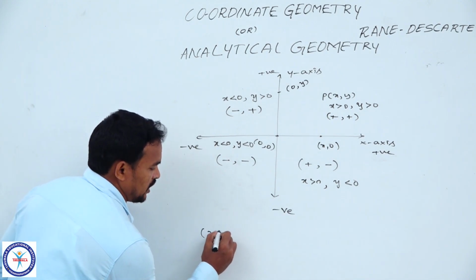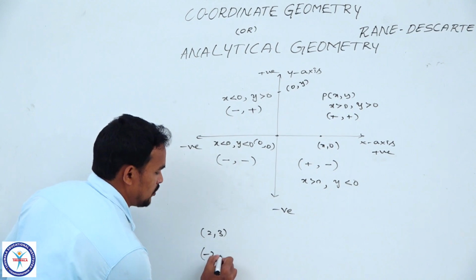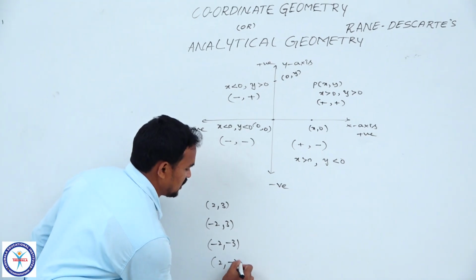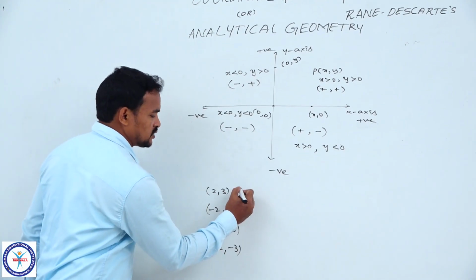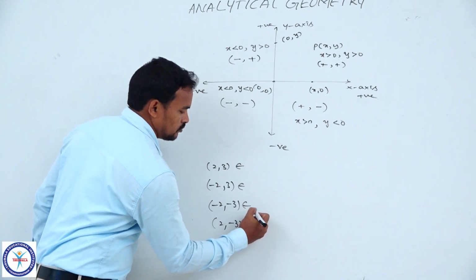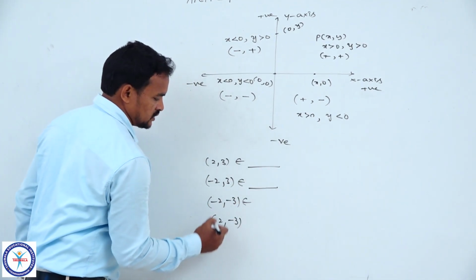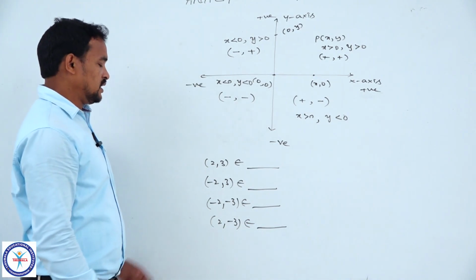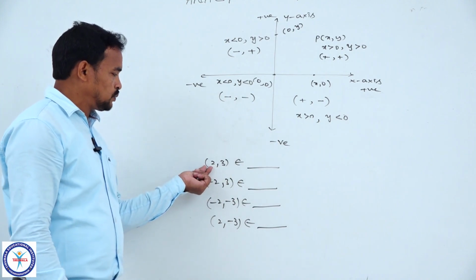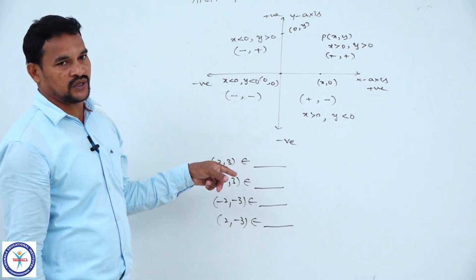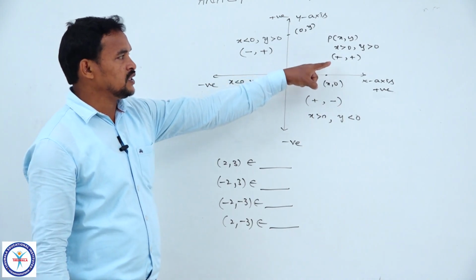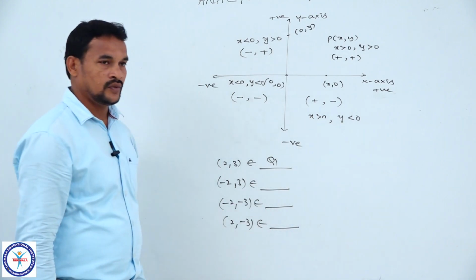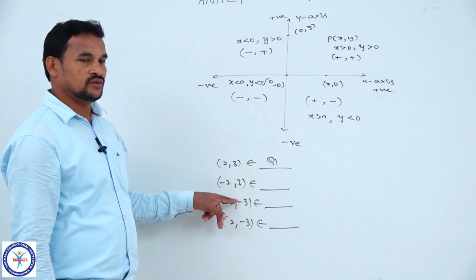The points (2, 3), (-2, 3), (-2, -3) and (2, -3) are in which quadrants? Here (2, 3) belongs to dash, (-2, 3) belongs to dash, (-2, -3) belongs to dash, and (2, -3) belongs to dash. Here (2, 3): 2 is positive, 3 is positive, so x is positive, y is positive. That point belongs to the first quadrant, so it is Q1. Here x is negative, y is positive, so it is in Q2.